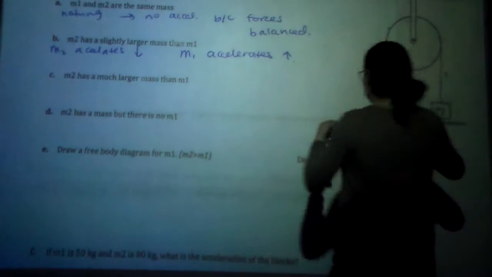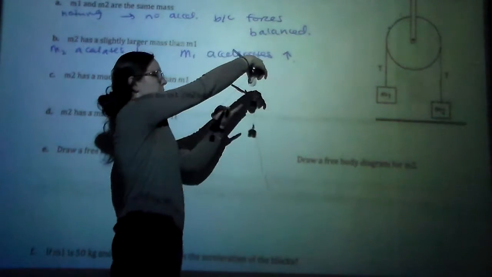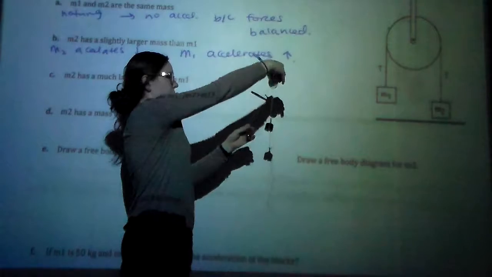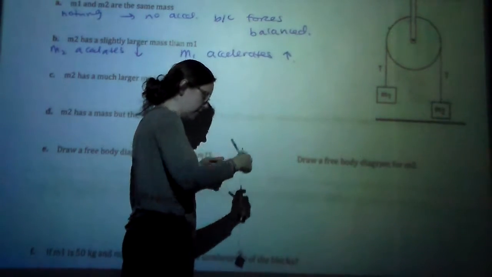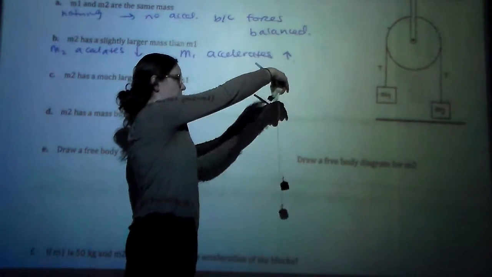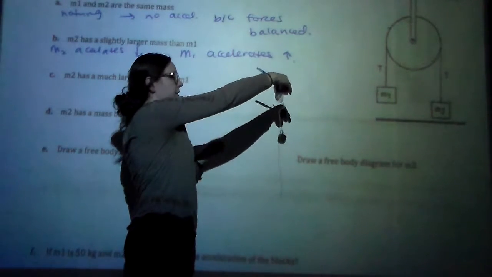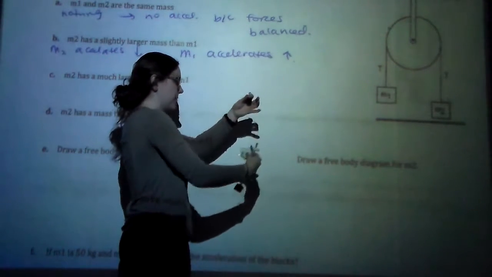Part C says M2 has a much larger mass, so instead of them being just slightly different, I'm going to change it so that M1 is a much, much smaller mass. Hopefully you are guessing that the direction of acceleration is going to be the same, but there is going to be something different. So here, much greater mass, much smaller mass. Oops, that fell off the pulley. All right. So here, still the same idea. M2 accelerates down, M1 accelerates up.